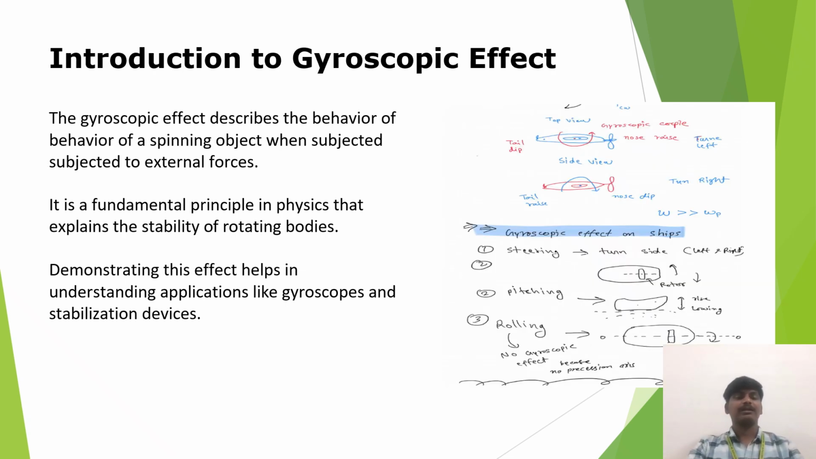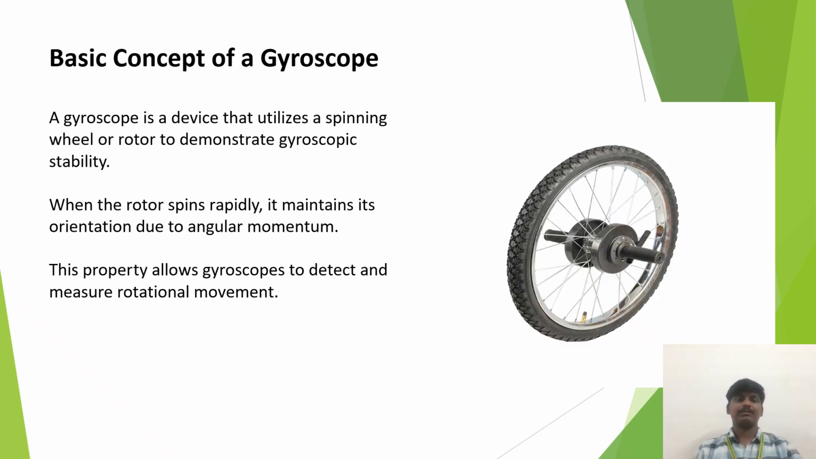The gyroscopic effect describes the behavior of a spinning object when subjected to external forces. It is a fundamental principle in physics that explains the stability of rotating bodies. Demonstrating this effect helps in understanding applications like gyroscopes and stabilization devices, like gyroscopic effects on ships: steering, front and back, bow, pitching, rolling.